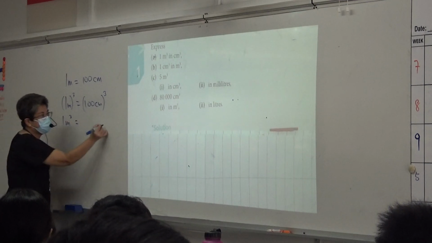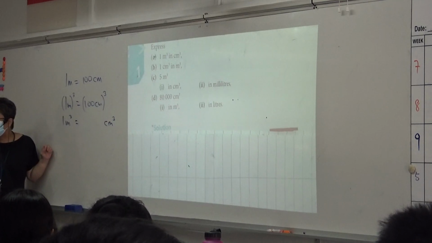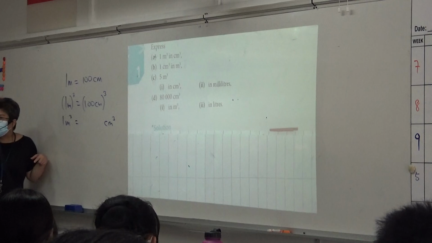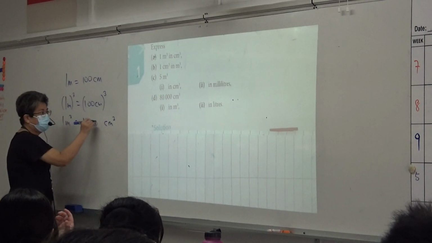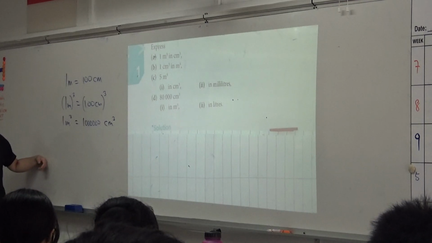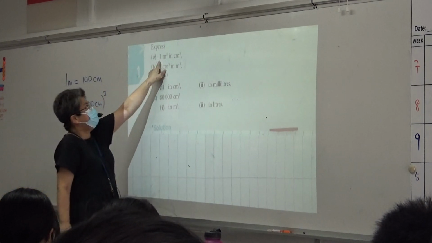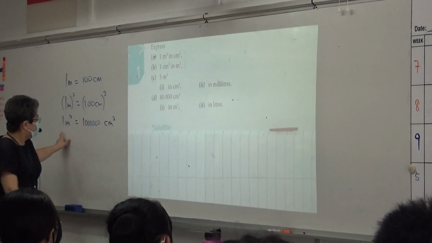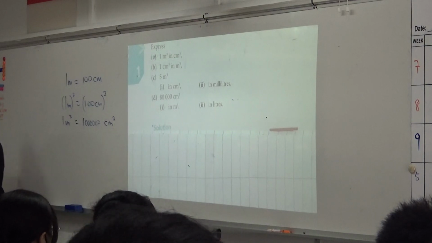So this side becomes how many cm cube? How many zeros? 100 times 100 times 100. So how many zeros? 6. Not 9, 6. Do you all agree? 6 zeros. Correct? Understand? Okay. So they want to find 1 meter cube in cm cube. So 1 meter cube will be just 1 million cm cube. That will be your part A.